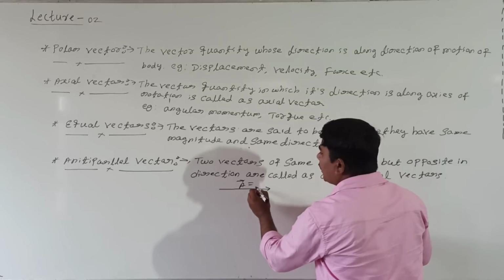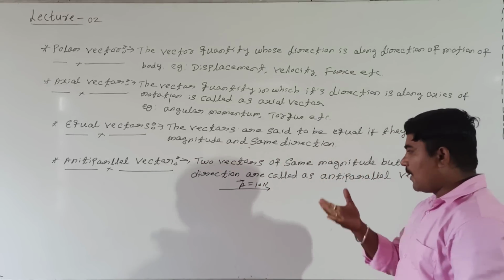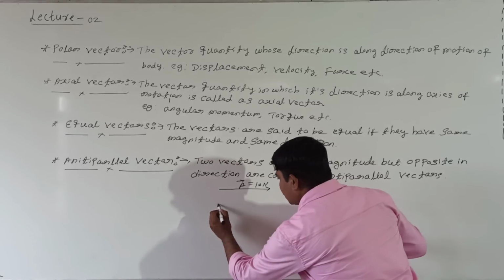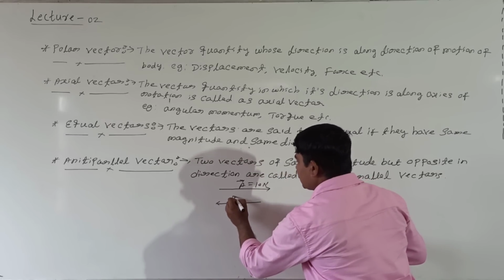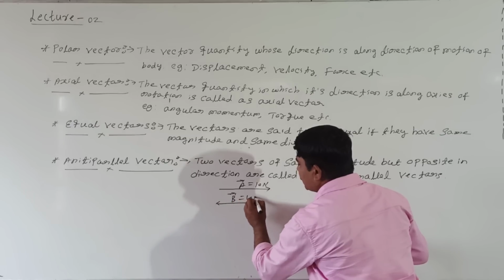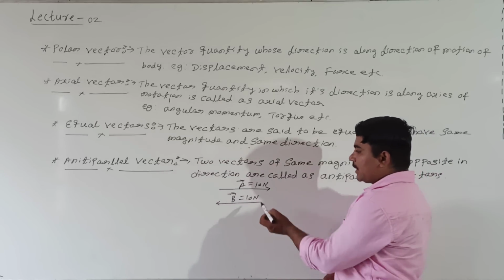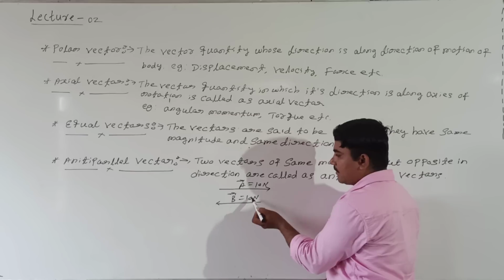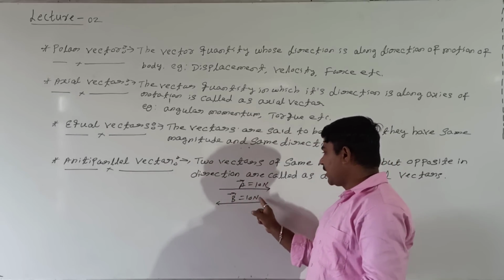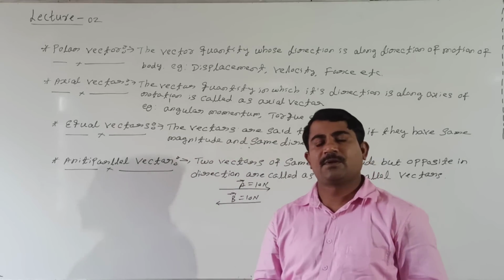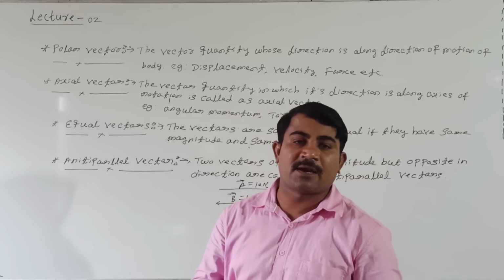How much is this? Now this may be a 10 Newton force, which is a vector. I will take another vector. Look at it, this is another vector, B. Again this value is 10 Newton. See here, two vectors of same magnitude. But what about the direction here? This is one direction, this is another direction. Two vectors of equal magnitude but opposite in direction are called anti-parallel vectors.